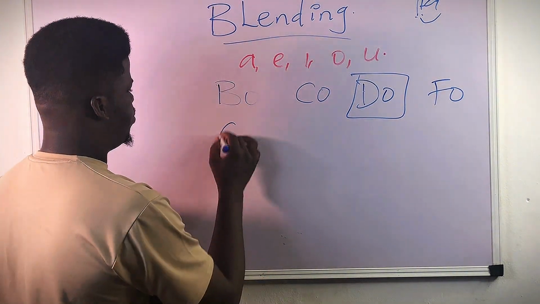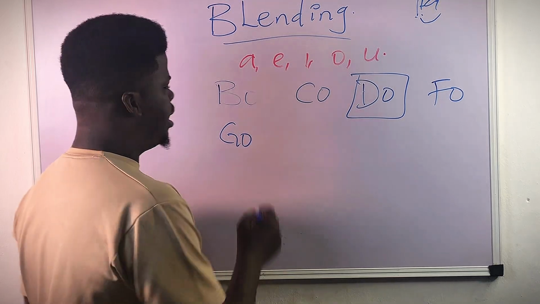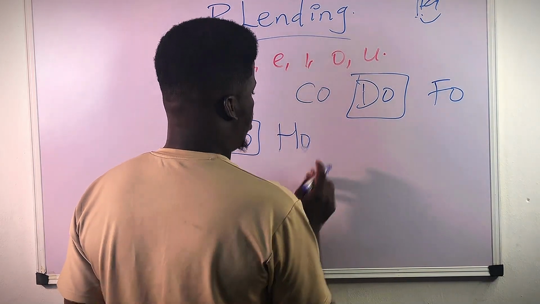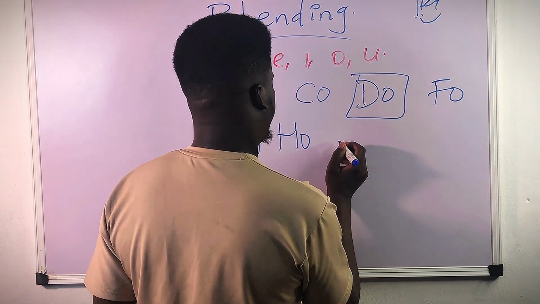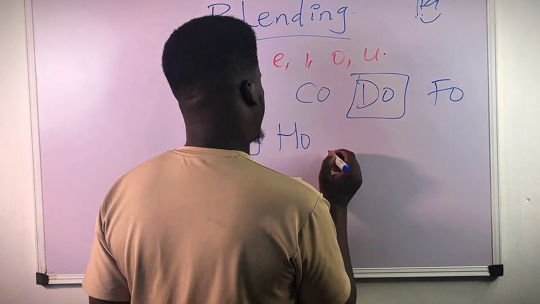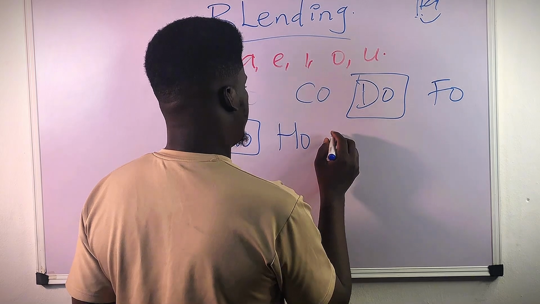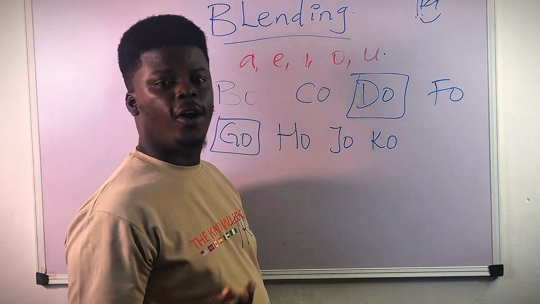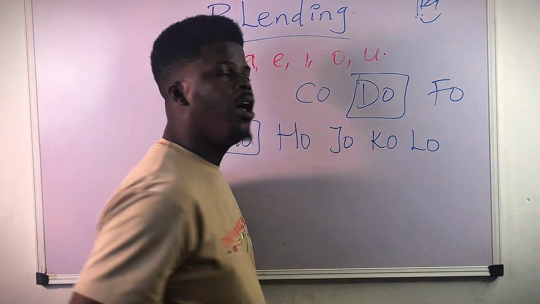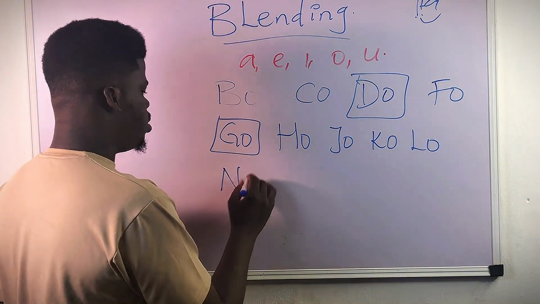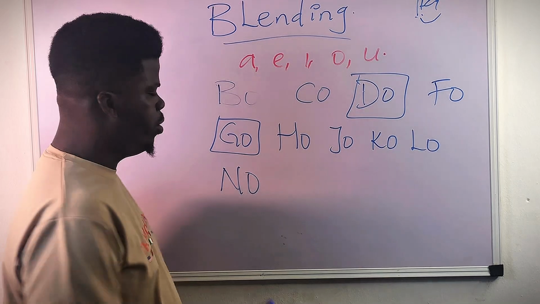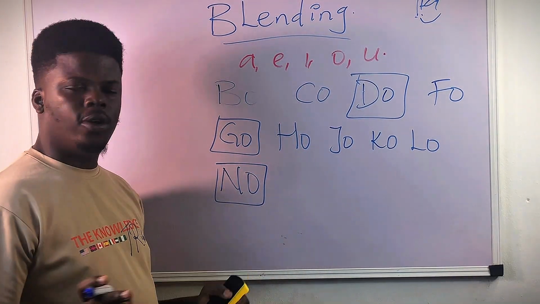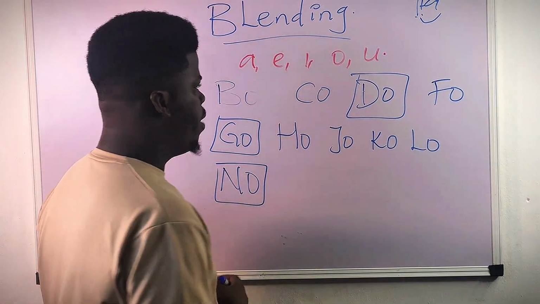O, fo, g, o, go. But when it's standing alone, it's pronounced as what? Go. Fantastic. O, ho, j, o, jo. Fantastic. O, ko. Fantastic. O, lo. Fantastic. O, no. But when it's standing alone, it is also pronounced as no. Okay? When it's with other letters, it's pronounced as no. But when it's standing alone, it's pronounced as no. Fantastic.